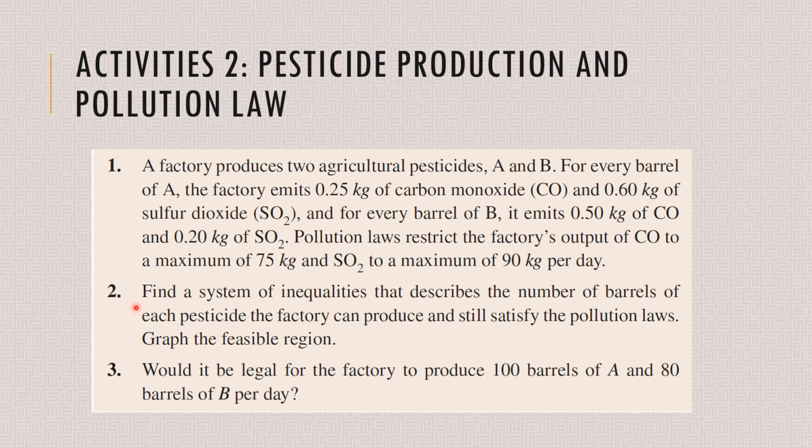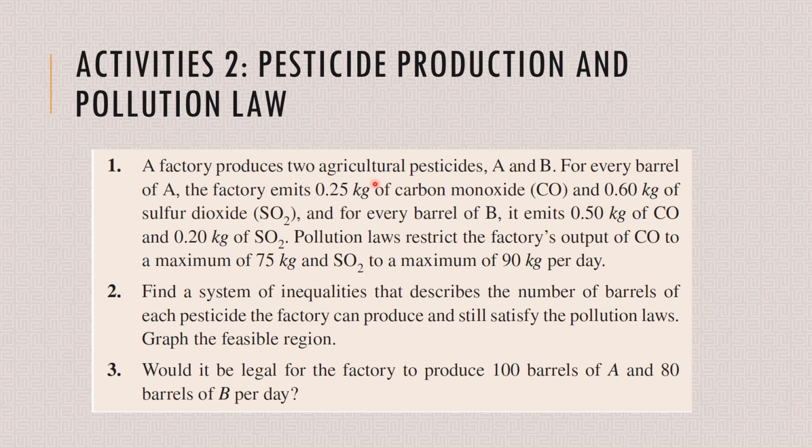Number two says we should find a system of inequalities that describe the number of barrels of each pesticide the factory can produce and still satisfy the pollution law. We should graph the feasible region, that is, the region that satisfies all the constraints we are going to write. Number three: will it be legal for the factory to produce 100 barrels of A and 30 barrels of B per day? That is the question here.